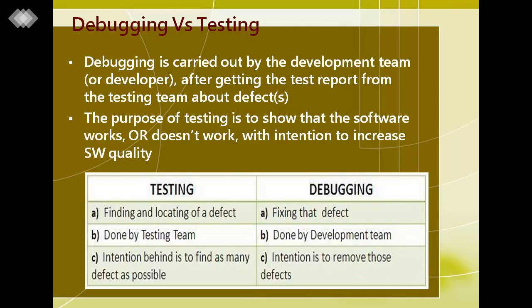So finding the location of a defect and fixing that defect is debugging. Finding that defect is testing. It is done by the testing team, and debugging is done by the development team. In testing, the main intention is to find as many defects as possible, but in debugging, the main intention is to remove those defects.